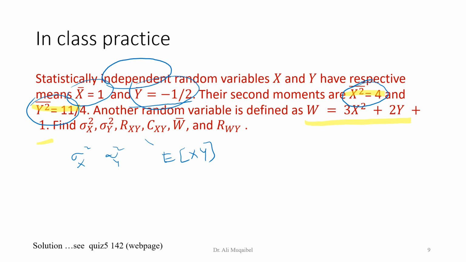We can then ask for the covariance, and so on. Please share all your answers. We have 1, 2, 3, 4, 5, 6 to be found. Please write them down and share your answers, so we'll see whether we're getting them right or wrong.